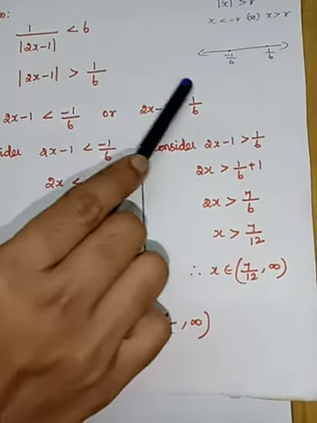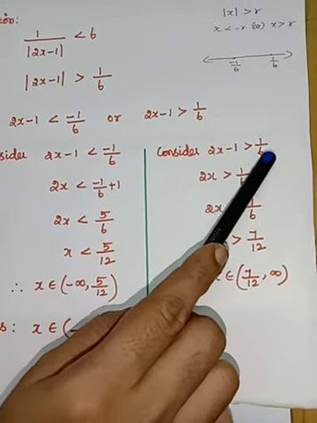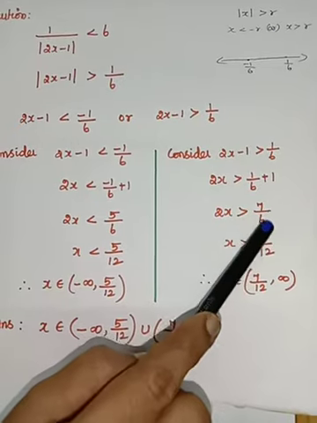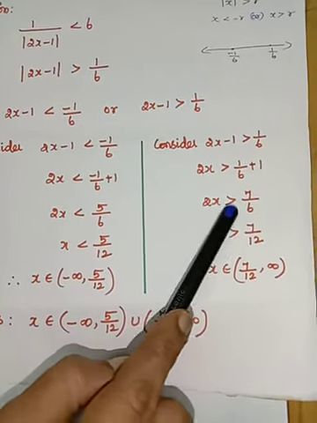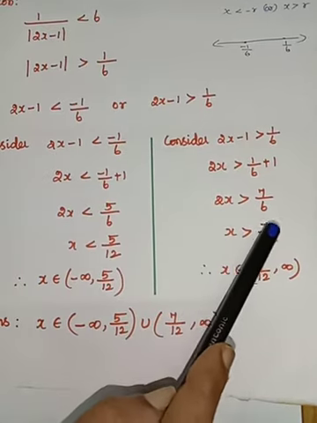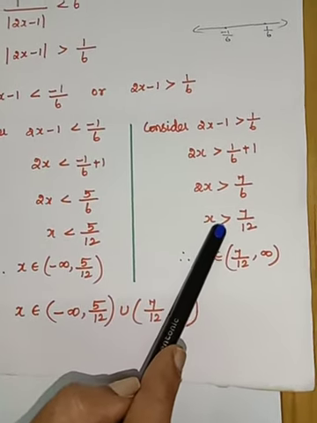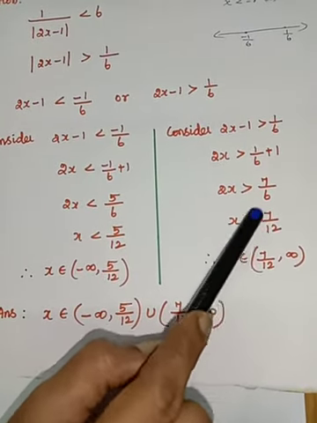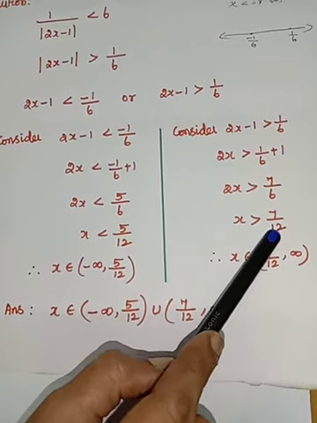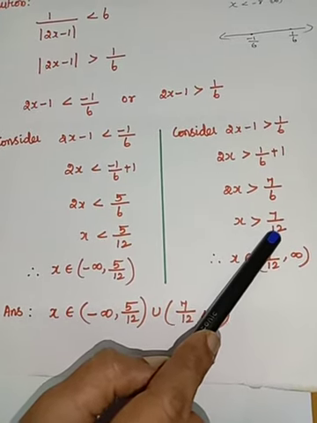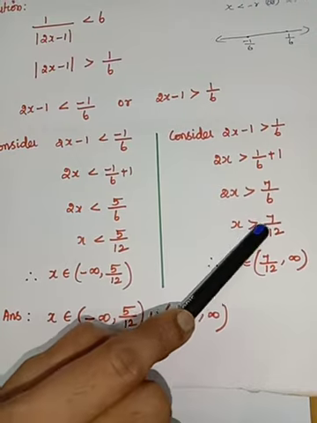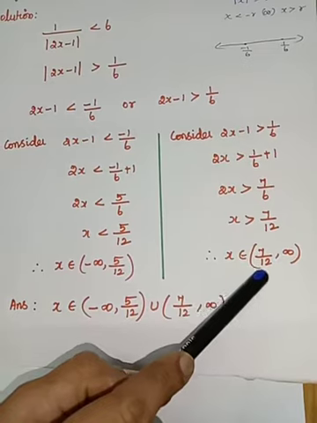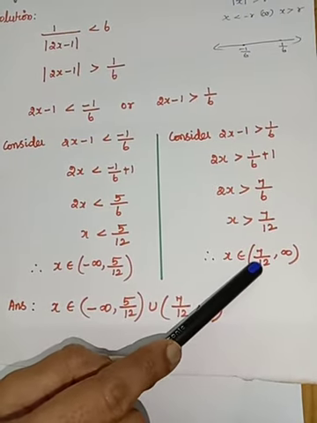Come to the next term, consider 2x minus 1 is greater than 1 by 6. The minus 1, when you take it to the other side, is plus 1. If you take LCM, that is 7 by 6. So, 2x is greater than 7 by 6, which means x is greater than 7 by 12. Here the symbol used is greater than, so you have to write the right side of 7 by 12, that means 7 by 12 to infinity. The 7 by 12 is not included. Here there is no equality symbol, so you have to use this bracket. It is an open interval, that means this is not included.